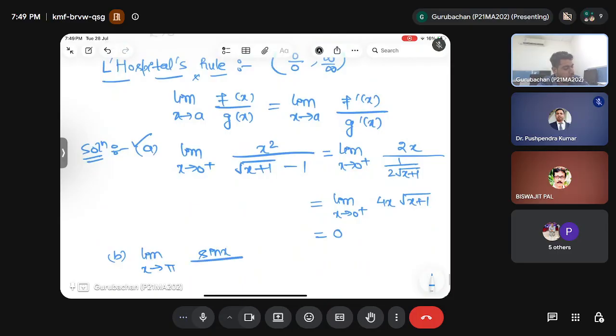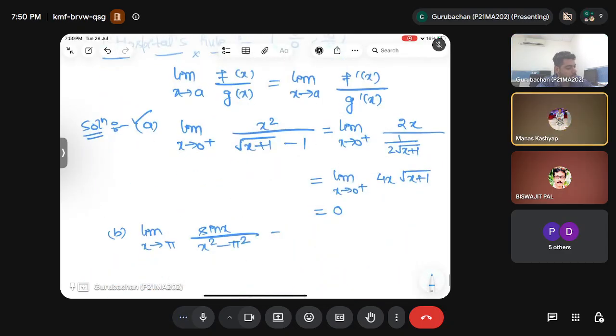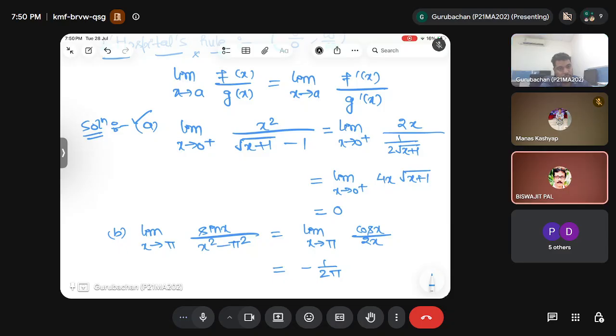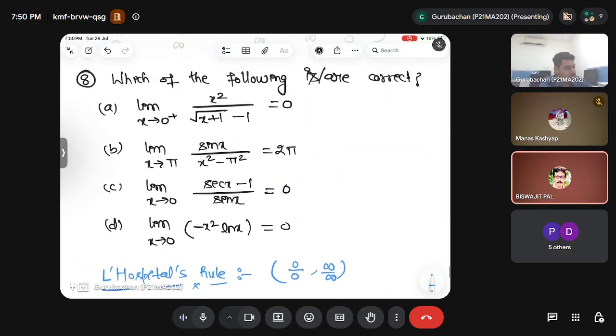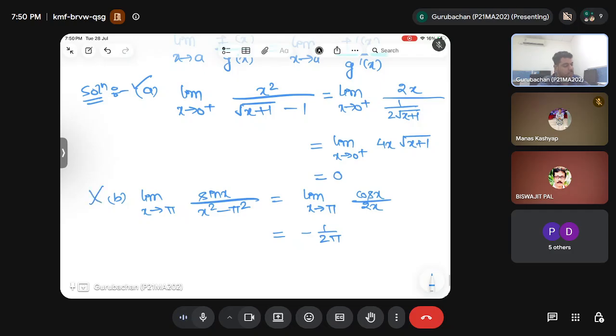Second one is limit x tending to pi sin x divided by x square minus pi square. It is incorrect. First of all, tell me whether it is an indeterminate form or not, and which indeterminate form if it is. This is indeterminate form 0 by 0. So it will be cos x divided by 2x. So now it will be minus 1 by 2 pi. Correct? Or did I write something wrong? No, it is all right. Okay, so this is given as 2 pi. So that means this option is not correct.